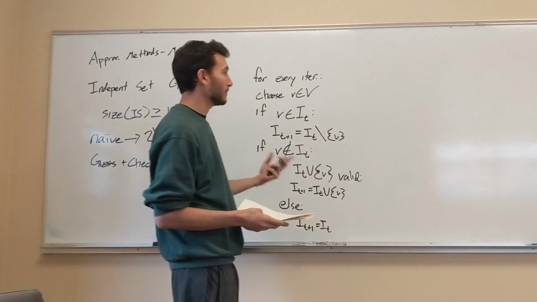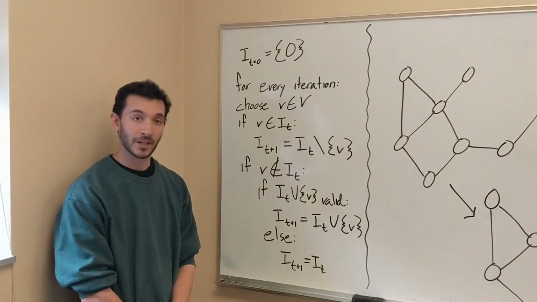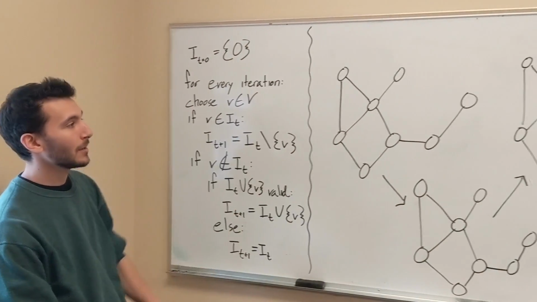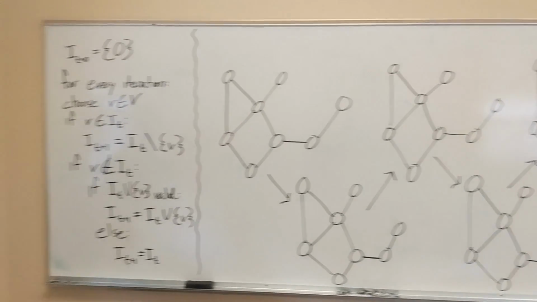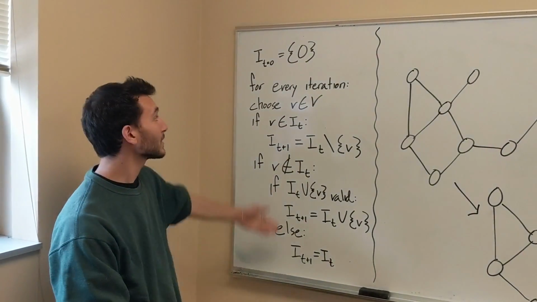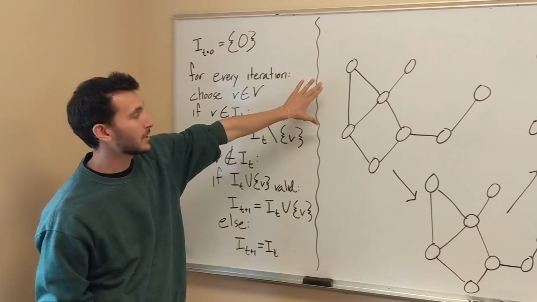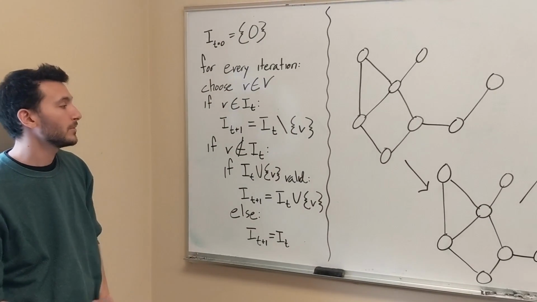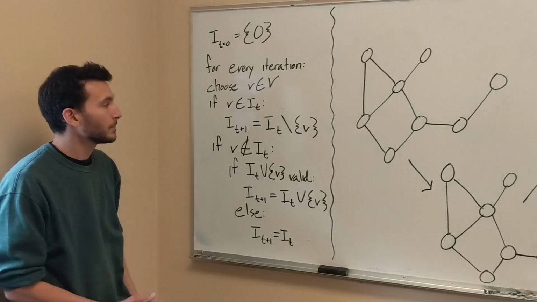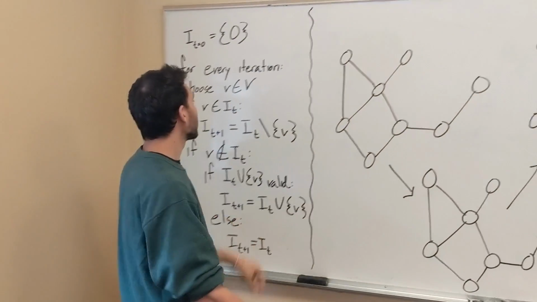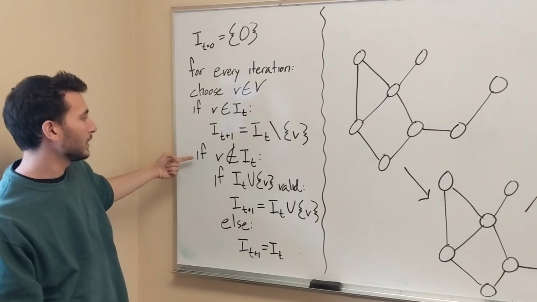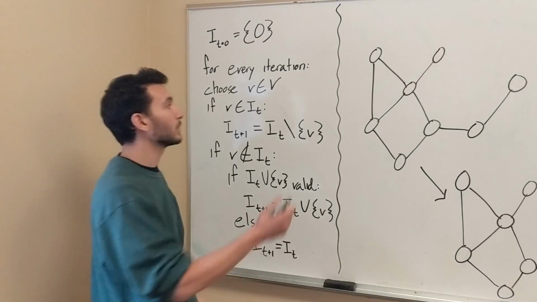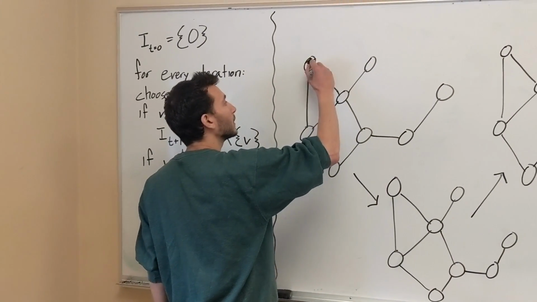So now we will look at an example. All right, welcome back. So for our example here, I've drawn an empty sample graph. We're going to start with our independent set at time t equals 0 as just this empty set here. So going through a few iterations, we're going to choose a vertex randomly. We got this one. So we can see here that v is not in our current independent set and that the union is valid. So we will add that vertex to our independent set.